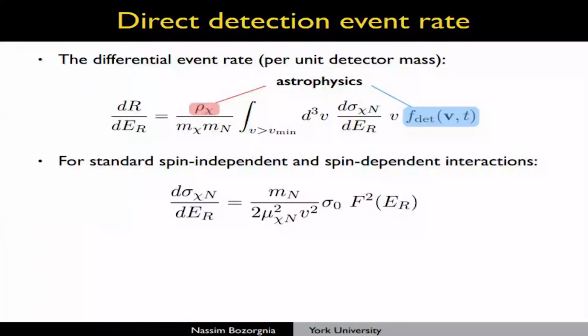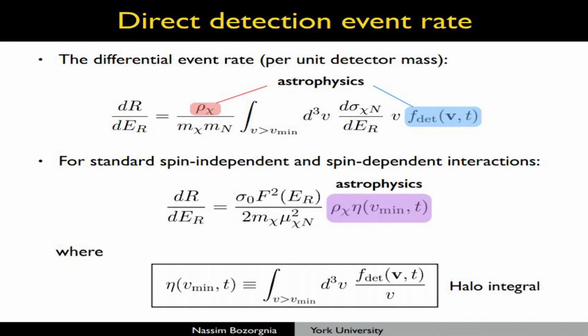So now what happens to the direct detection event rate? As I mentioned, there is the local dark matter density and velocity distribution here. And we can actually simplify this a little bit more if we assume standard spin-dependent or spin-independent interactions. This cross-section has a 1 over v squared dependence.